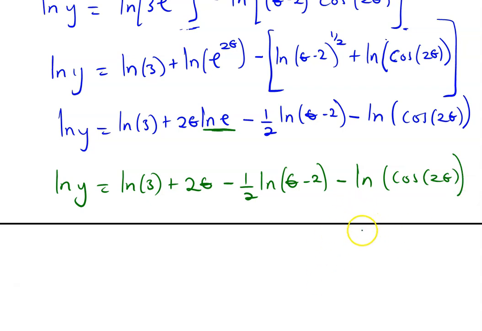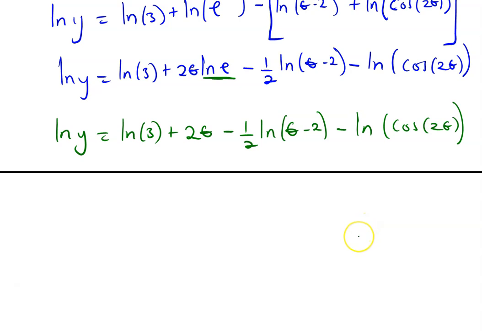Now it has become so simple for us to differentiate. If I'm differentiating y, I'm going to get 1 over y. And because it is with respect to θ, this will be dy over dθ. Are you okay? Yes. Equals length of a constant is 0.